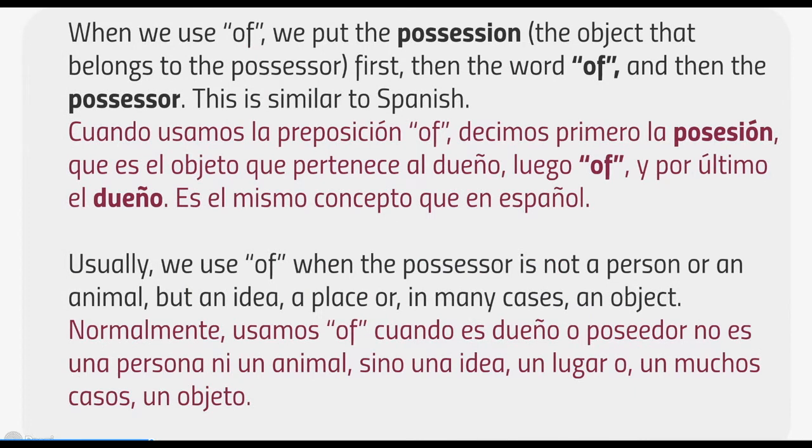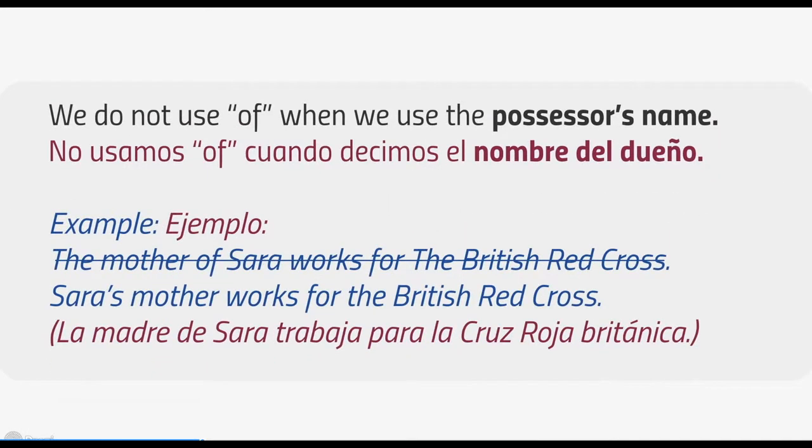When we use of, we put the possession, the object that belongs to the possessor, first, then the word of, and then the possessor. This is similar to Spanish. Usually we use of when the possessor is not a person or an animal, but an idea, a place, or in many cases, an object. We do not use of when we use the possessor's name. Example. Sarah's mother works for the British Red Cross.